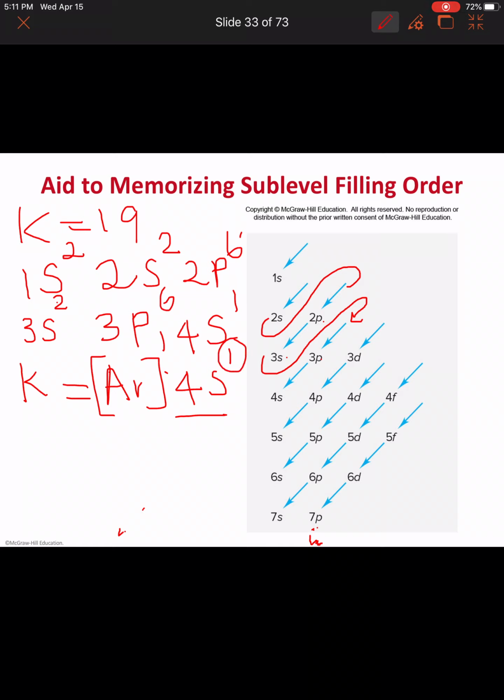Okay, and then you also need to find out the core electrons. Core electrons are the ones resembling the noble gas configuration, which is argon, so which is 18. So the number of core electrons for argon is going to be 18, and the valence electrons are going to be 1 electron, which is your 4s1.